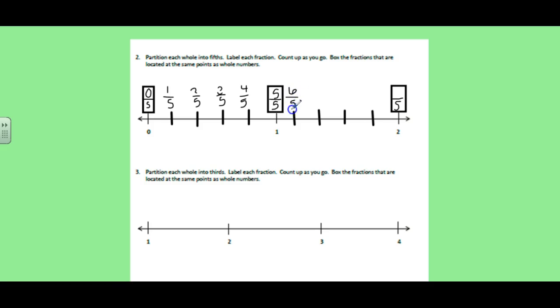So we're going to go to 6/5, 7/5, 8/5, 9/5, and then 2 wholes is equal to 10/5, because if I had 2 circles or 2 rectangles and they were divided into 5 equal parts, and I shaded in both of those rectangles, then I would have shaded in 10 equal parts, so I know that 10/5 is equal to 2 wholes. I also know that 10 divided by 5 is 2.